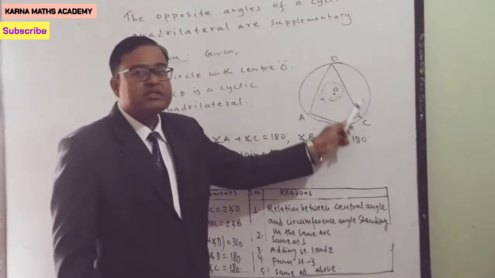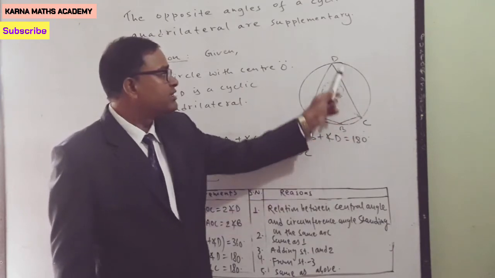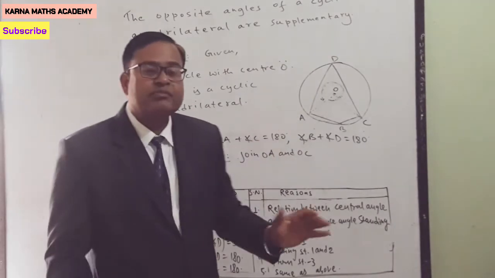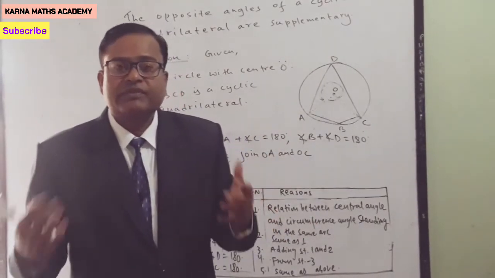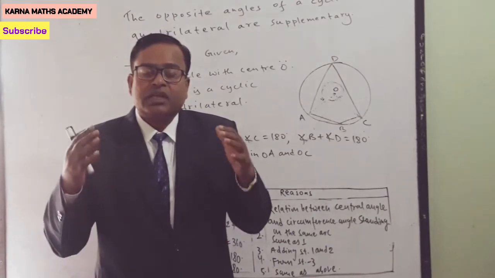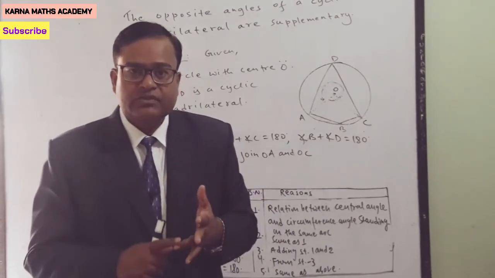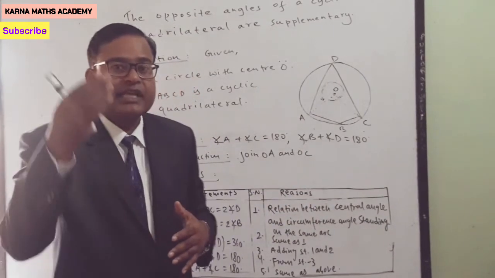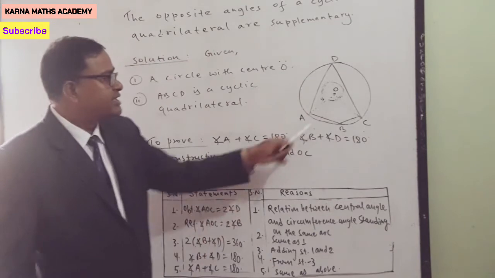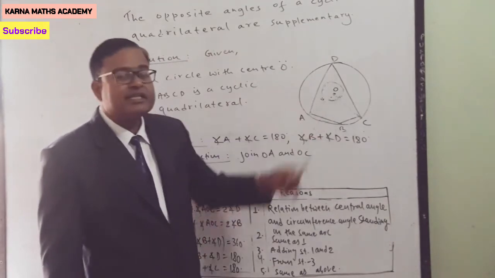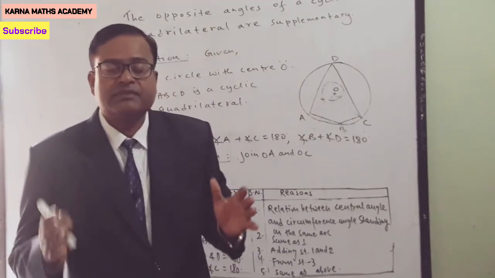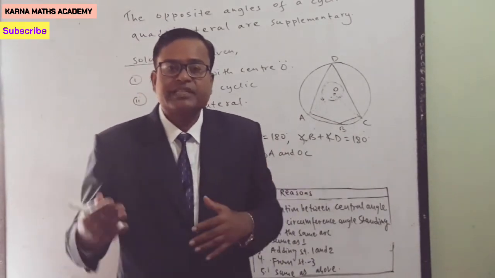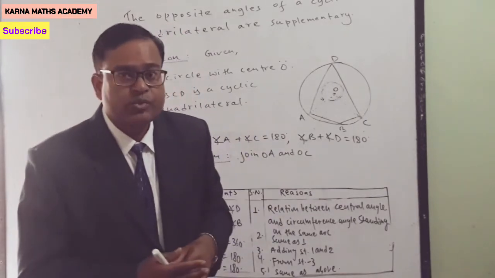So at first we have to draw a circle with center O, then we have to take a cyclic quadrilateral ABCD. So dear students, this theorem we have proved by using theorem 1, which we have already proved in the previous video. Now in order to prove the opposite angles of cyclic quad are supplementary, we have used the relation between angle at the center and angle at the circumference of the circle. So dear students, the relation between angle at the center and angle at the circumference of circle is always double. That means angle at the center of a circle is always twice, or we can say double, that of the angle at the circumference of the circle.